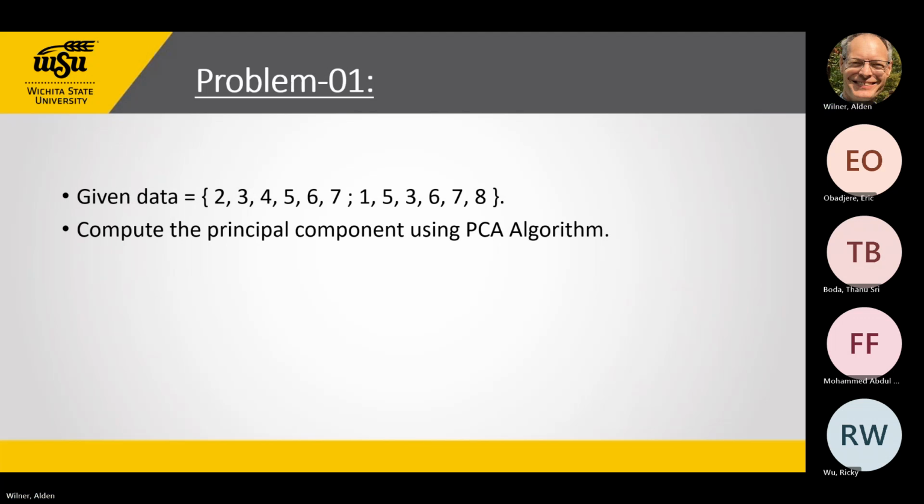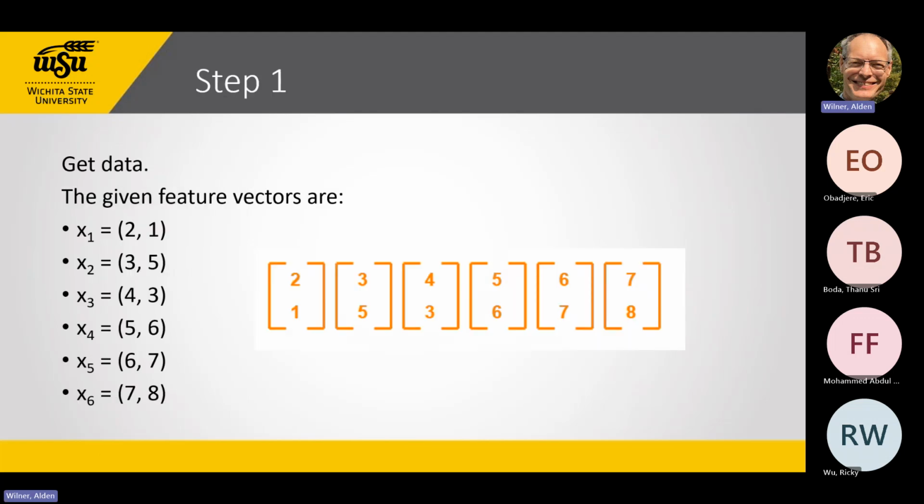So we're going to do a simple problem. We have 2 variables we've measured. Call them X and Y for now. The first dimension is 2, 3, 4, 5, 6, and 7. The second dimension is 1, 5, 3, 6, 7, 8. You can see that these are kind of correlated with each other, but they're not 100% correlated. So we're going to compute the principal component using the PCA algorithm. Our given feature vectors are x1 is (2, 1), x2 is (3, 5), and so on. We pair up all our data, and these are our data points.